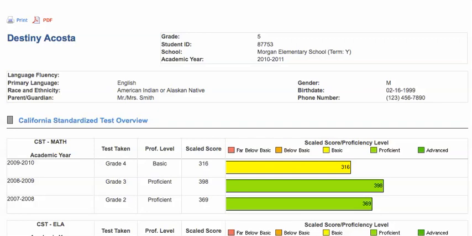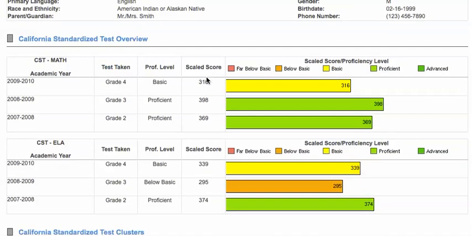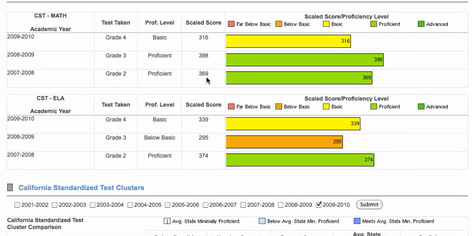State tests allow you to get down to the individual student. In this case, we're going to work with Destiny Acosta, a fictitious student, and we're going to dig in a little bit to see what she did on that particular test. Grade-wise, I'm looking at the demographics up here. She's in 5th grade and her school, etc. Let's break down a little bit to see how she did on her math, her English language arts, and some of the other things that we can break out from here.